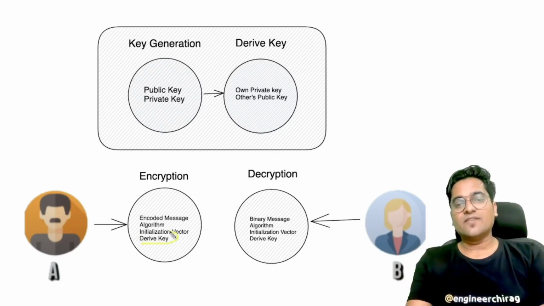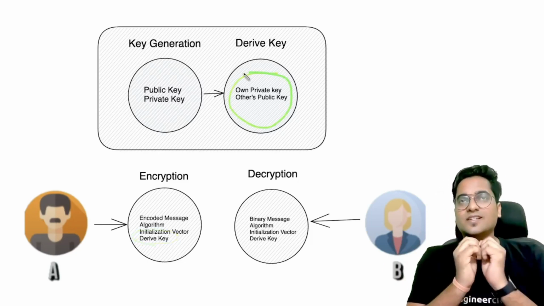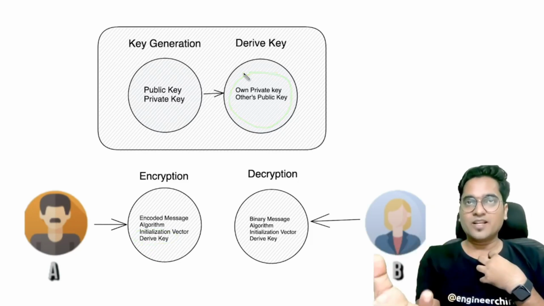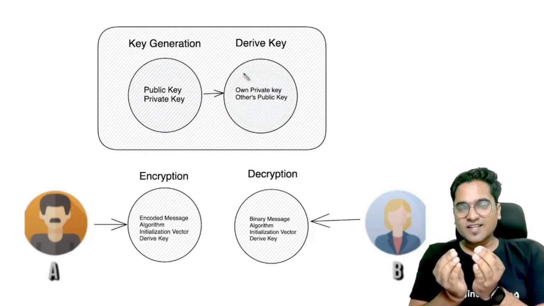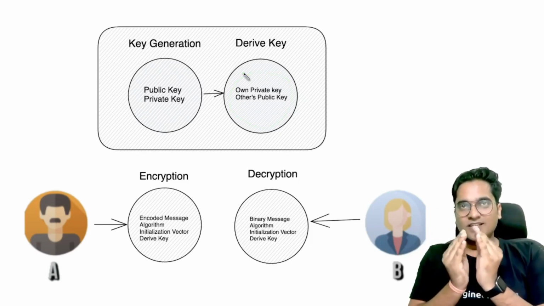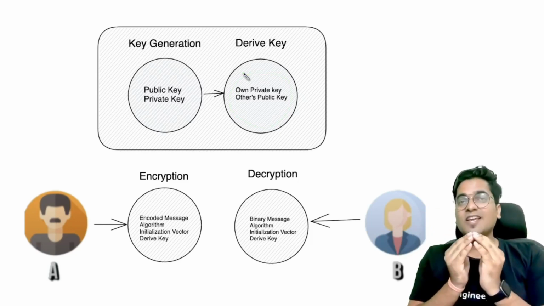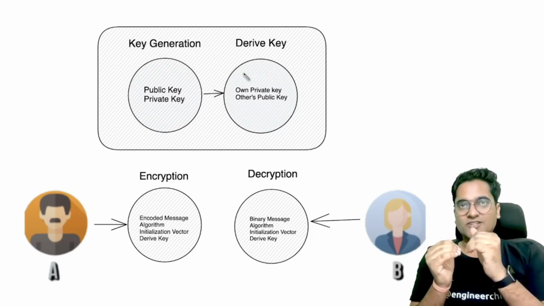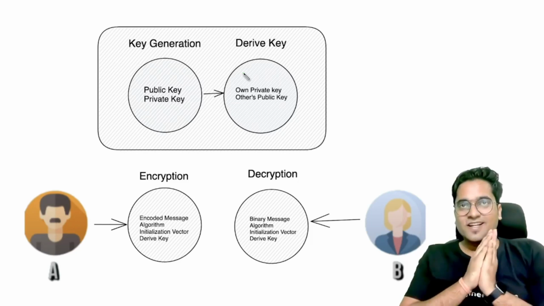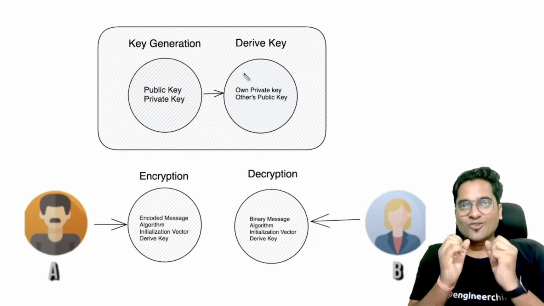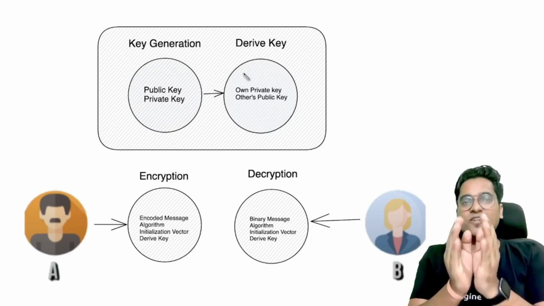And you use your derived key. This derived key is equivalent to the combination that we discussed, which is the private key of yours and the public key of the other. Using this entire combination, the algorithm, initialization vector, and derived key, you encode your message. And the message needs to be in binary format as we discussed. Now this encryption is done. Boom. Now your encrypted message is ready to be sent to the other person.